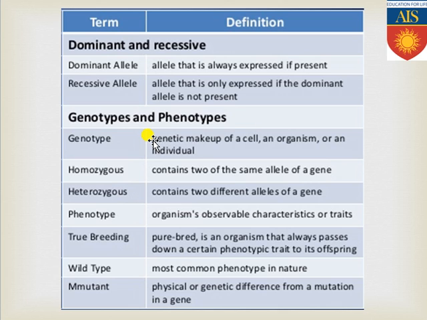Wild type is the phenotype in nature which is most common. So the most common feature commonly found in the environment is called the wild type feature. And mutant feature means a physical or genetic difference which comes from a mutation of a gene. Features that are mostly commonly found in the environment are known as wild type phenotype. And if a feature is not so commonly found, if it has been created due to some mutation or some mutagenic agent, then that feature, or those organisms, are known as mutant feature or mutant organism.